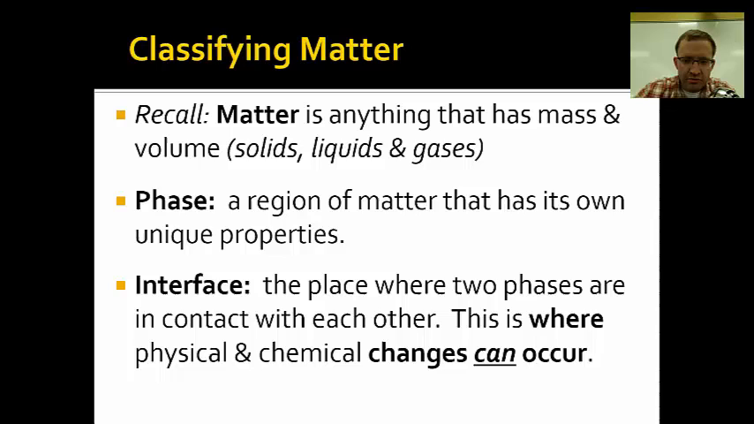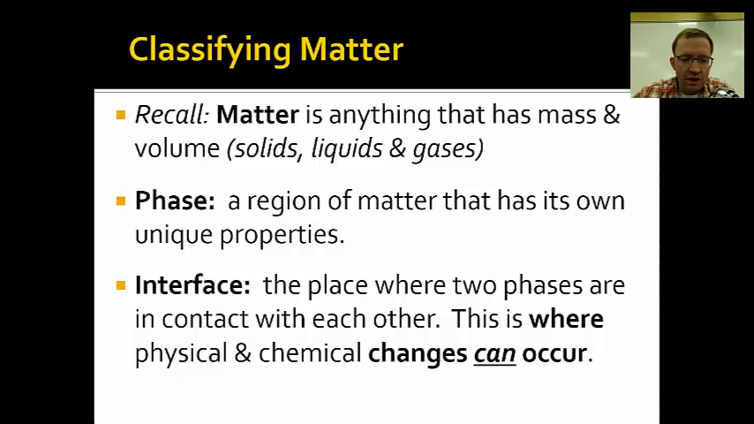An interface is the place where two phases are in contact with each other. So for example, where your fingers might be right now holding your phone or touching your keyboard, that's an interface because it's the place where your finger meets the keyboard. At that point is where changes in matter can occur. So if we look at where you leave a fingerprint, you only leave a fingerprint where you interface with your surroundings, where you touch a surface.